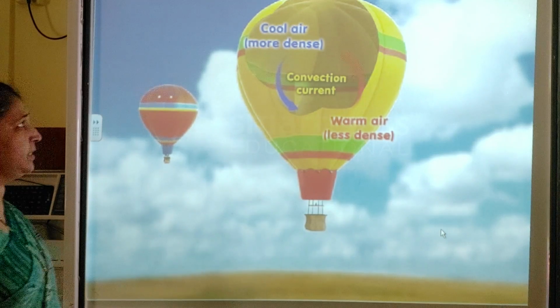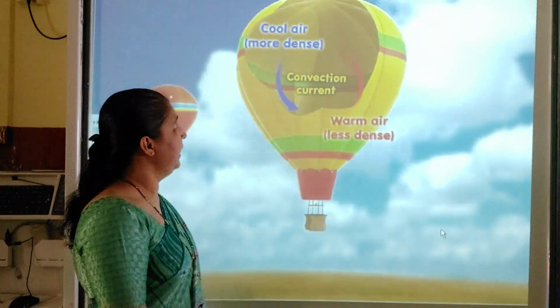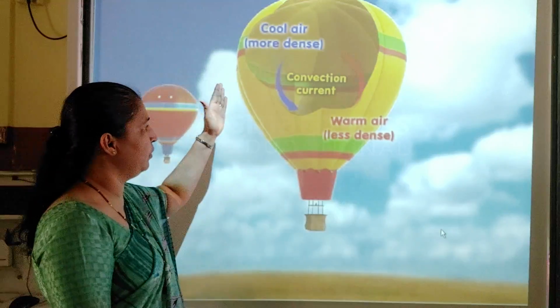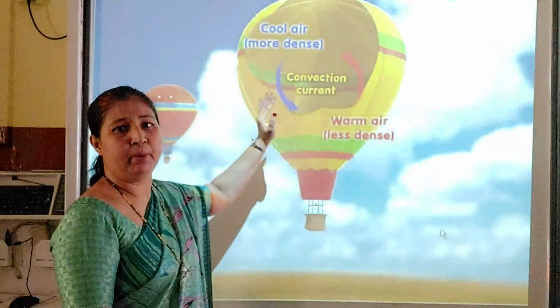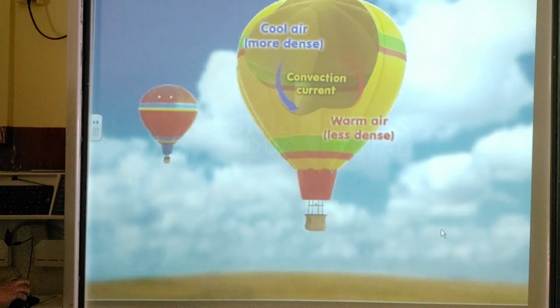So another example is the hot air balloon. In that, what they will do is fill it with warm air, and the cool air will be more dense. Because of this warm air, the balloon is able to move. So here also convection is used.